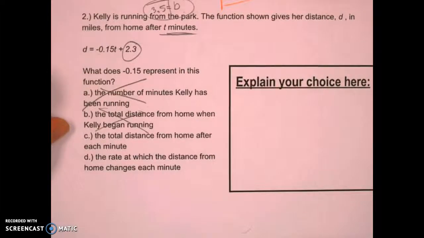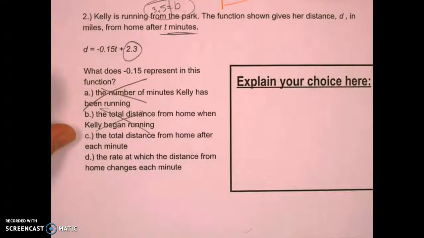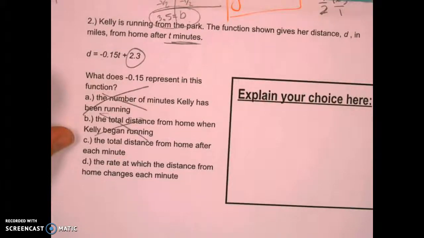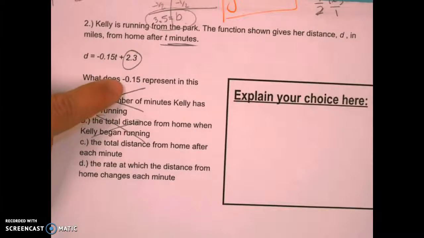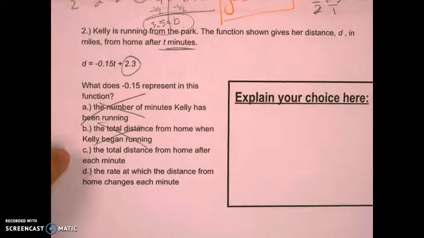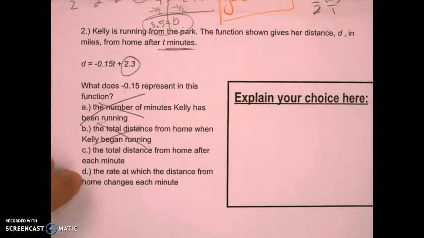Alright, so letter C, the total distance from home after each minute. Okay, could be, but if you read it carefully, it says the total distance from home after each minute, meaning each minute she's going to be exactly that far away. And is that true? Well, no, because look at my equation, it's multiplied by negative 0.15. So this could be a possibility, but let's check the other answer.